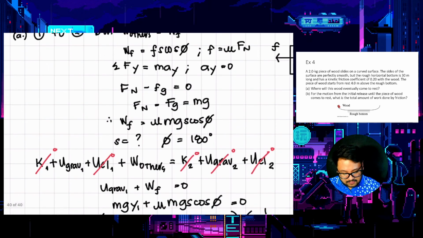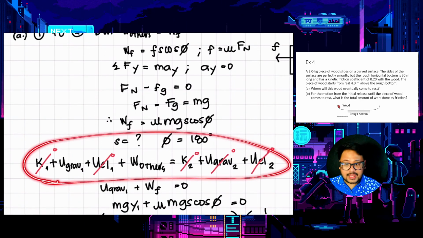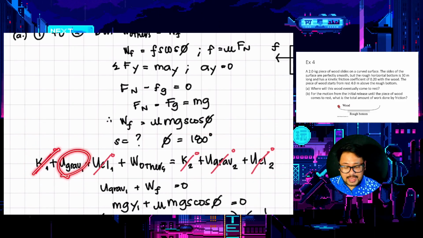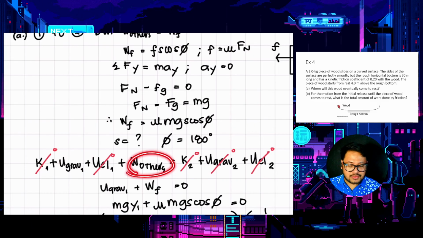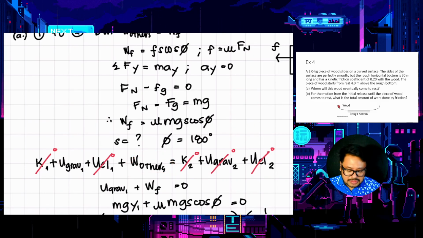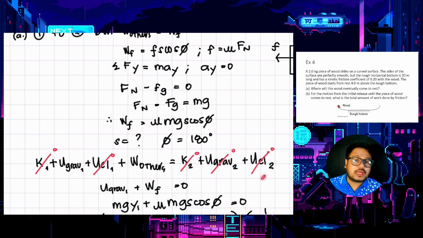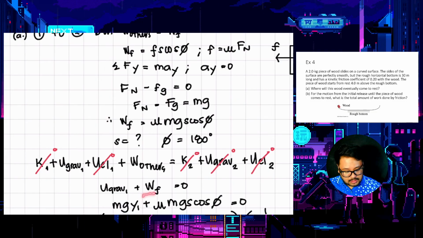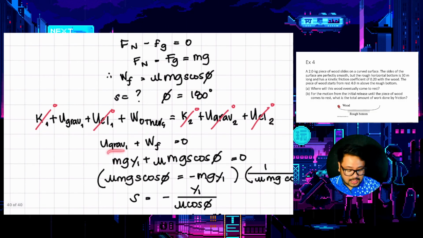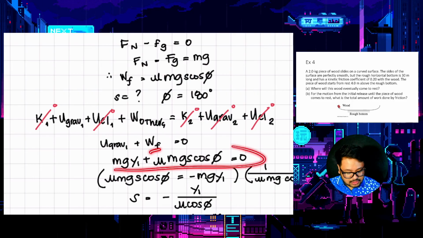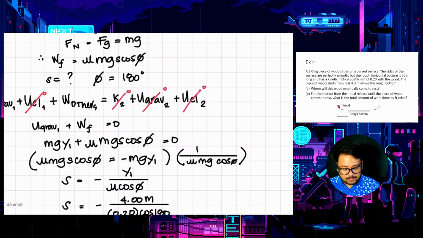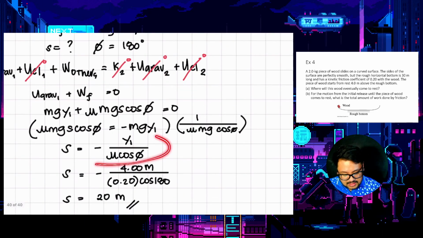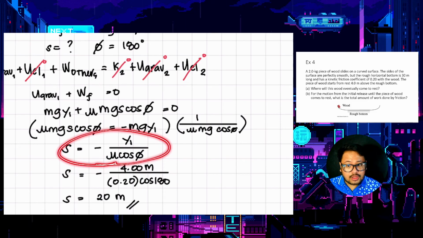So we now have this conservation of mechanical energy. There's no kinetic energy at point 1, only gravitational potential energy. And for work done by others, there's the work done by friction, equal to 0 because there's no kinetic, gravitational, or elastic potential energy at the end. Okay, so U grav 1 is just equal to work done by friction. Substituting U grav 1 and work done by friction, we have this equation here, and we ought to find this value S. Doing algebra, S is equal to negative y1 over mu cos phi.